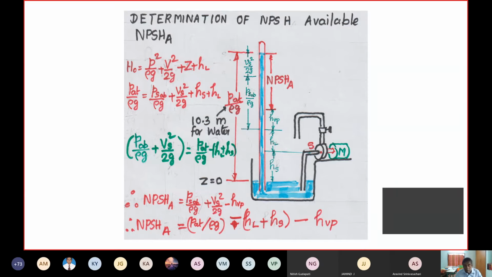So next, the definition of NPSH available is P suction absolute divided by rho g plus Vs square by 2g minus H vapor pressure. So that finally you will get NPSH is equal to P atmospheric pressure by rho g minus head loss minus suction head minus vapor pressure head. You have to subtract all the three.